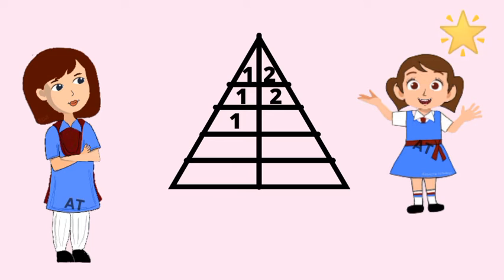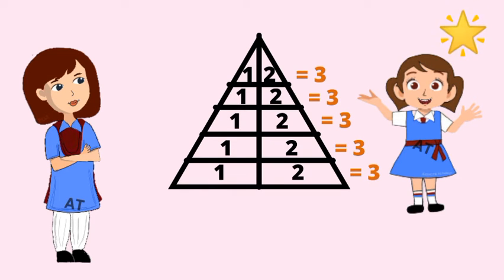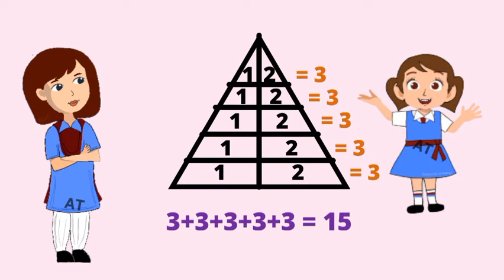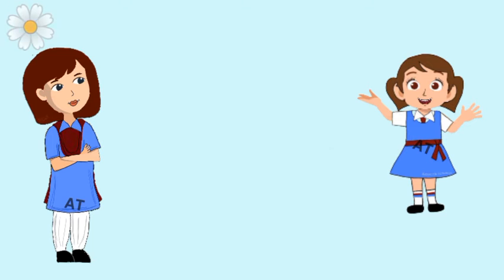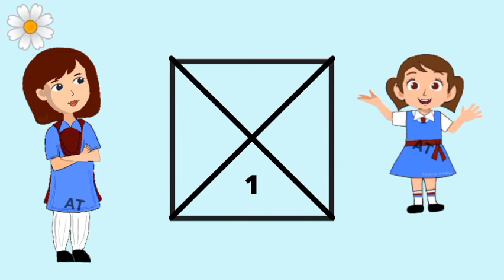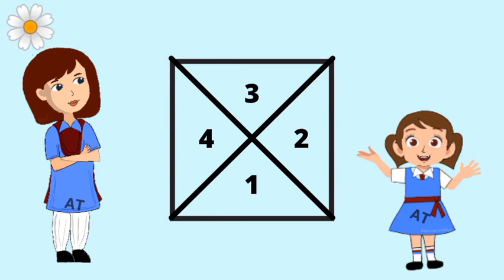We have 1 plus 2, 3, 3, 3, 3. Okay, we have 3 plus 3 plus 3 plus 3 plus 3. We'll have 15 triangles in total. Good job, Akshu. Let's see another one. Here we have a square and it's divided into 4 triangles. So we'll multiply 4 with 2. We'll get 8 triangles.